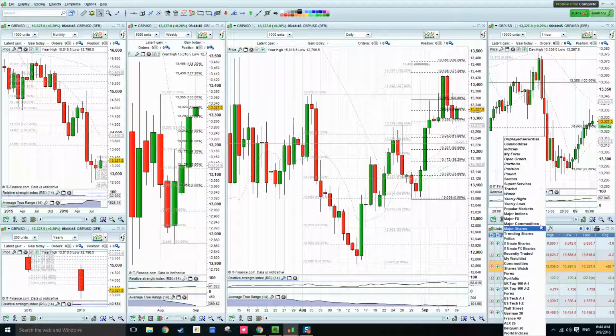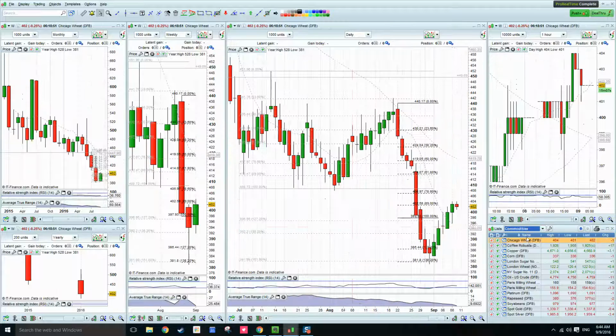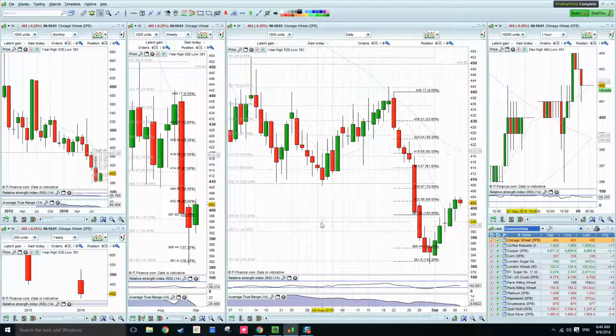Just have a look at the US wheat market. You can see we've seen a slight recovery in the US wheat market, back up to $4 a bushel, after making a low at the end of the 31st of August.